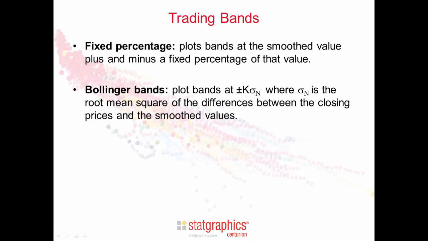The second method for locating trading bands is to use Bollinger's method. Bollinger bands are bands located at plus and minus a multiple of sigma sub n, where sigma sub n is the root mean square of the difference between the closing prices and the smooth values. If the closing prices match the smooth values reasonably closely, then the bands are tight. As the differences between the closing prices and the smooth values increase, the Bollinger Bands become wider.